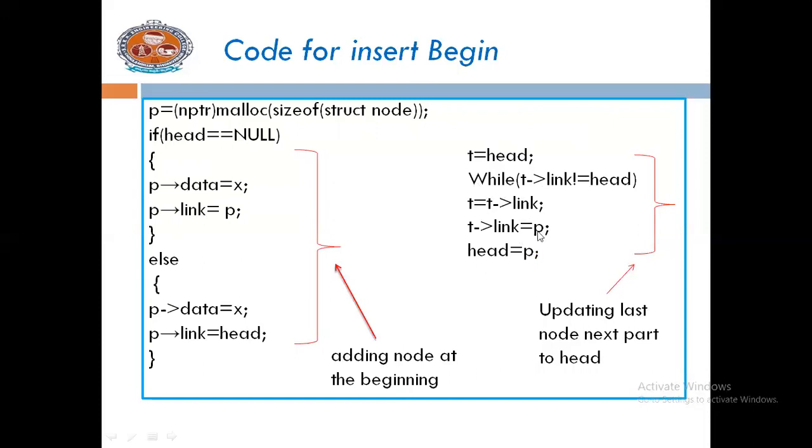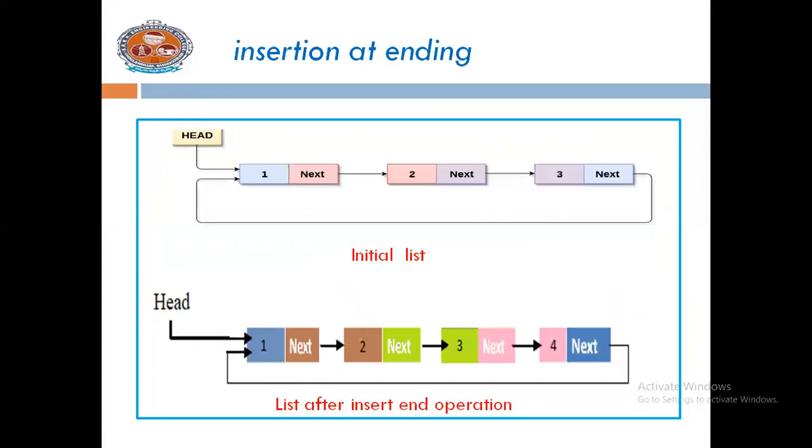So we are linking the new node. We are updating the last node link pointer to p. So t of link equal to p. Finally, we are updating the head value, head equal to p. So with this, the code for insert begin is completed, and the next operation is insertion at ending.